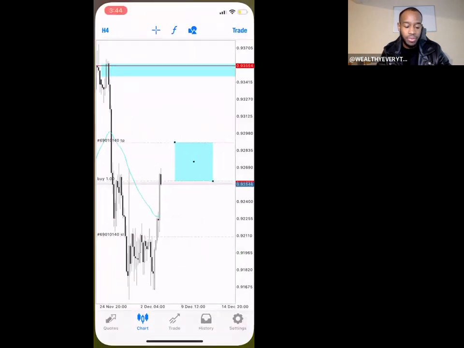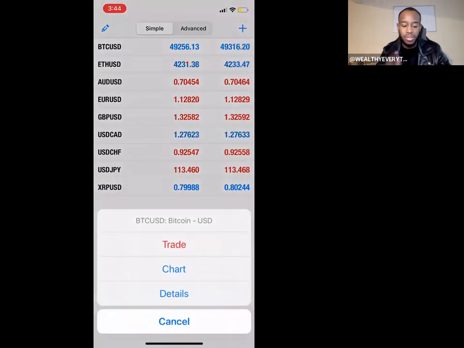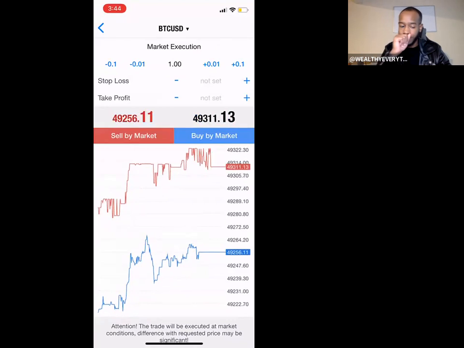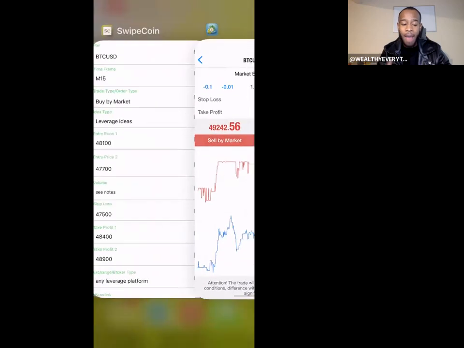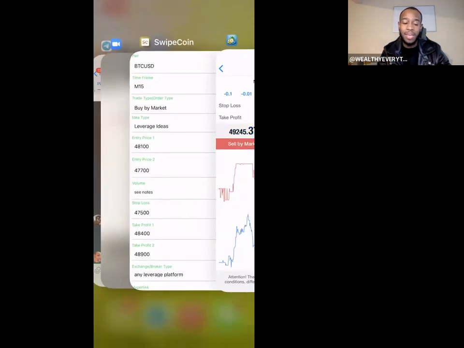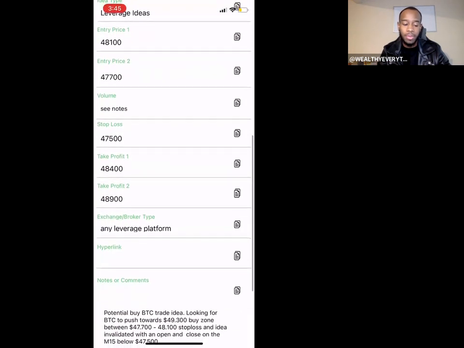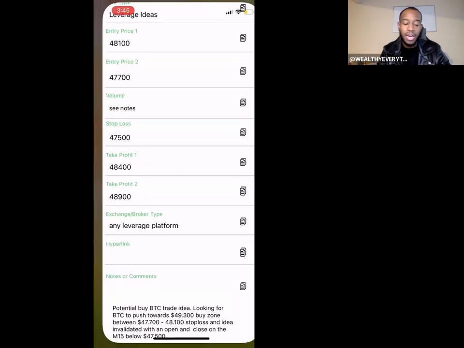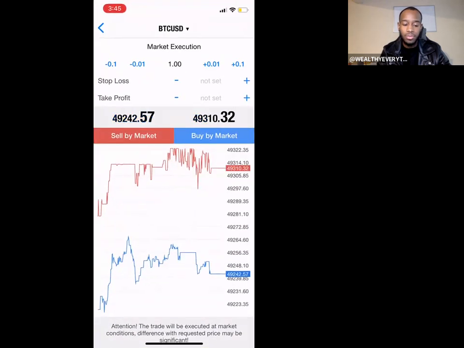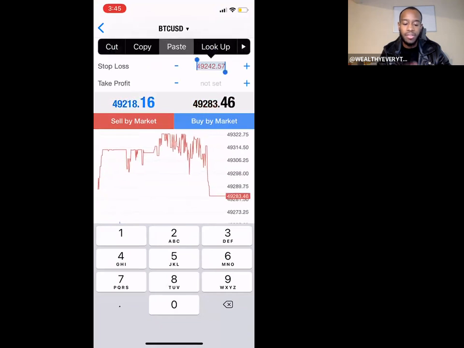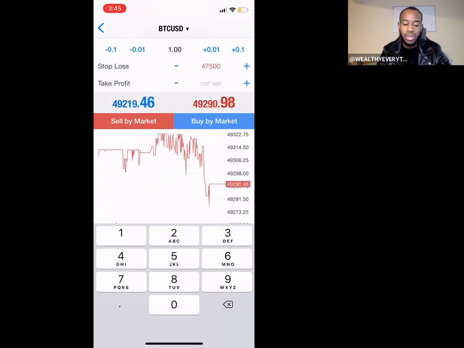So let's go back to MetaTrader 4 and let's click on Bitcoin. So here goes Bitcoin. I'm going to click trade. Now, I can actually copy and paste the stop loss and the take profit directly into my MetaTrader 4. So I can scroll down and look at stop loss and click this little paper on the side, and that allows me to copy it. And then I can go straight to MetaTrader 4, right? I have to select all and then paste, and I can paste that straight in there, right?